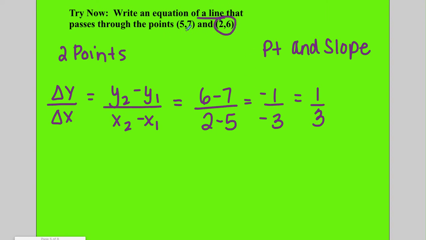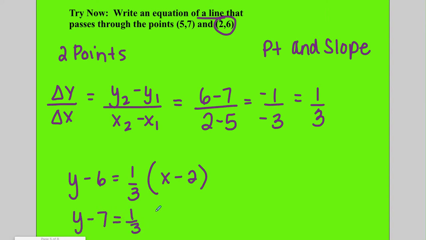You could pick (5, 7), doesn't matter. If you picked (2, 6), you would have done y minus 6 equals 1/3 parentheses x minus 2. If you did (5, 7), you would have done y minus 7 equals 1/3 (x minus 5). All right, guys, so that's how we do it if we're given 2 points.